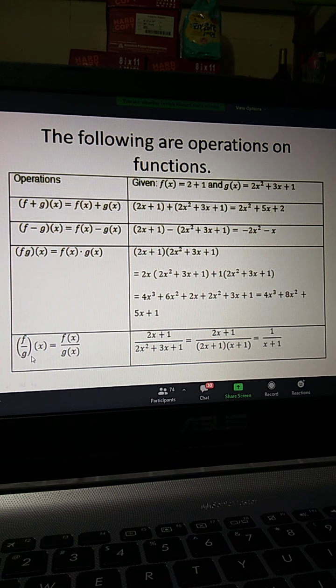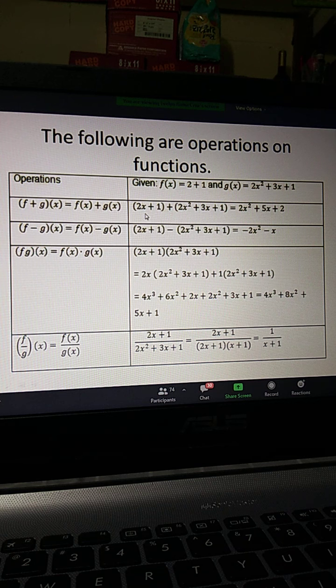So, f over g of x is equal to f of x over g of x. To understand this, we have, for example, f of x is equal to 2x plus 1 and your g of x is equal to 2x squared plus 3x plus 1. So, if we're adding, we know that when we add polynomials, we add similar terms. So combine 2x and 3x and combine 1 and 1. So the final answer is 2x squared plus 5x plus 2.